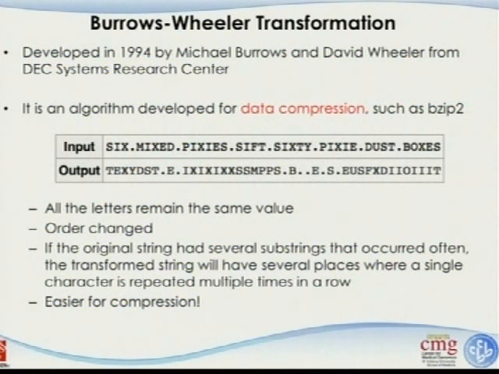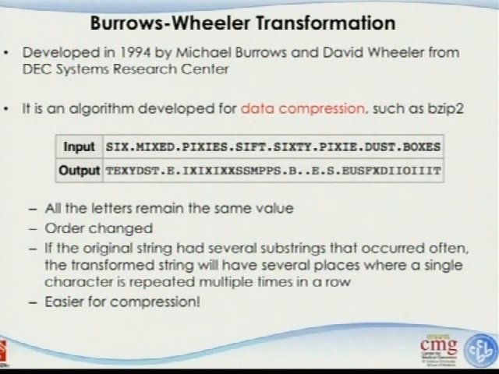So this transformation was initially developed by these two names, Burrows and Wheeler, in 1994, though there was an earlier job by Wheeler from 1982. And its algorithm has nothing to do with alignment or sequences at all. It's an algorithm that was developed for data compression, okay? Actually, this is something bzip2 is still using.